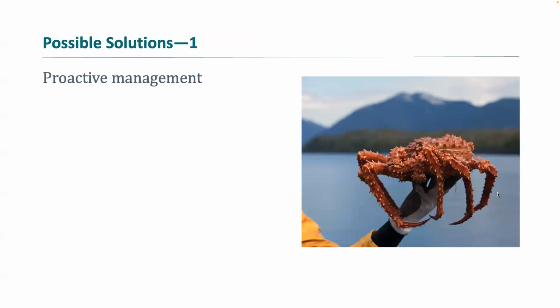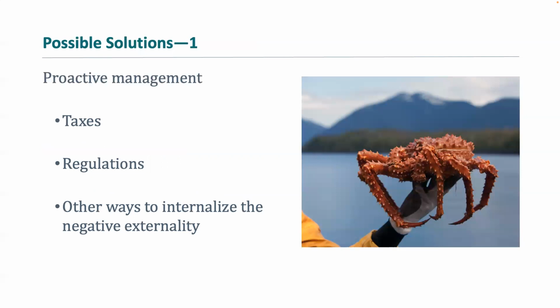So here they talk about how king crab populations have done much better than cod for a couple of different reasons, and that's because there's a limited length of their fishing season. There are regulations on how much crab boats can harvest, and only adult males are harvested. Some other ways that you can proactively manage common areas are taxes, regulations, and basically just getting the word out so that you can internalize that negative externality and essentially let everybody know it's not in their best interest.